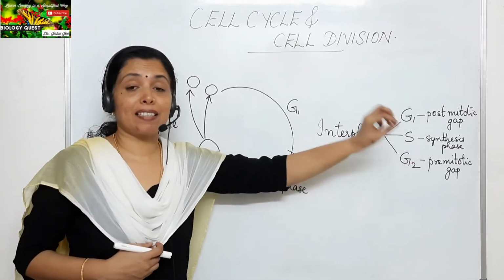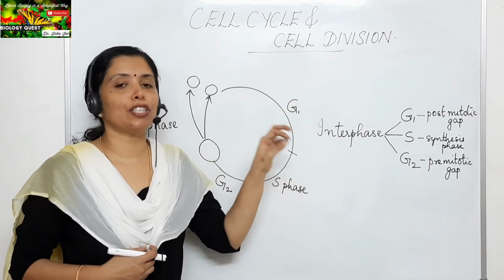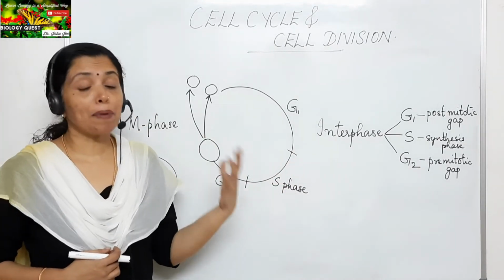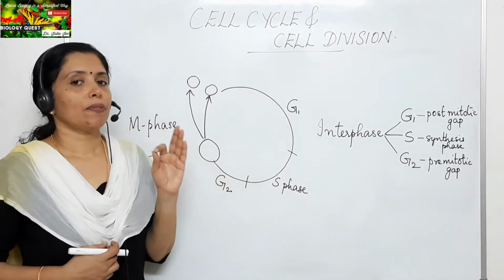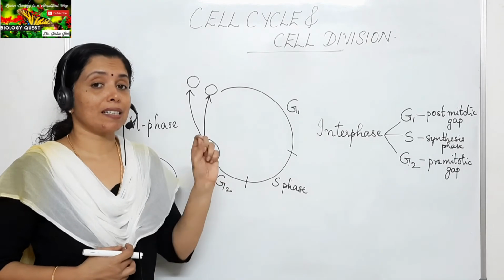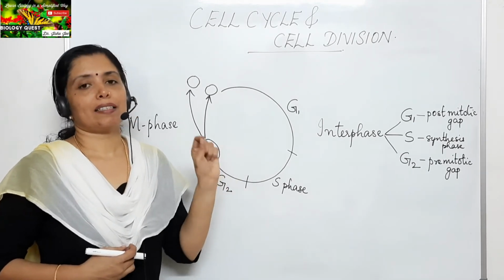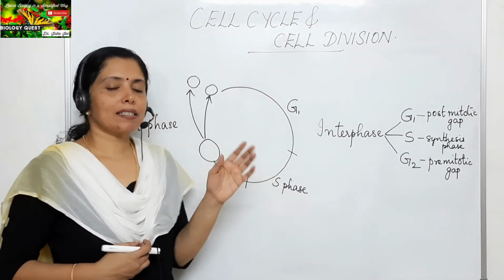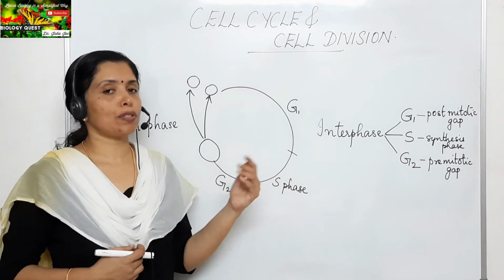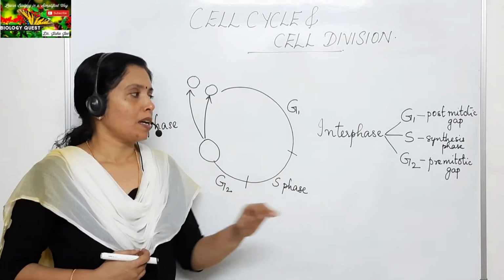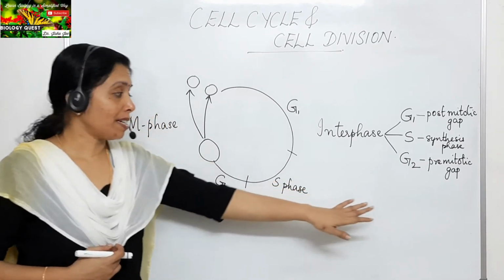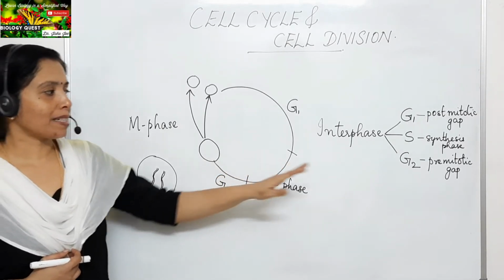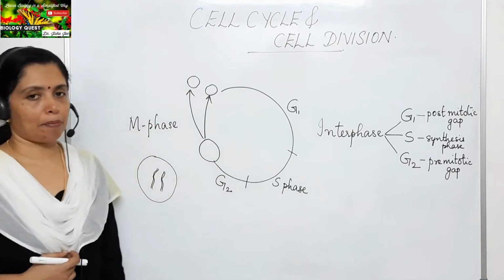The S phase is the specific stage in the cell cycle during which the duplication or replication of the DNA takes place. Please remember that it is during the S phase that synthesis of DNA takes place. In certain cells you can also see the centrioles duplicating during the S phase. Then coming to the G2 phase, it occurs just before the mitotic phase, so that is why it is called the pre-mitotic gap phase.